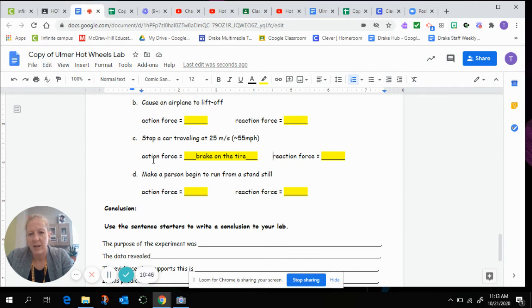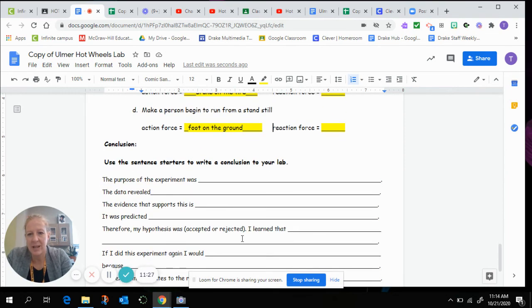So you see how one object is putting a force on the other object, but the reverse is also true. Make a person begin to run from standstill. The action force has to do with your foot on the ground, and then the reaction force is going to be the ground on your foot. For this one, I usually think about if you run on cement versus you run on the beach, which one's harder? It's a lot harder to run in the sand on the beach than it is to run on cement. And that's related to the action and the reaction forces.